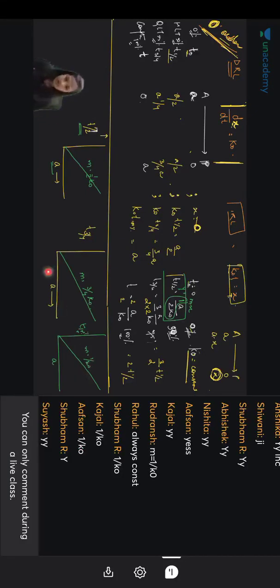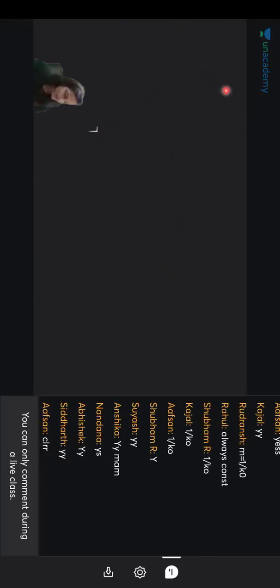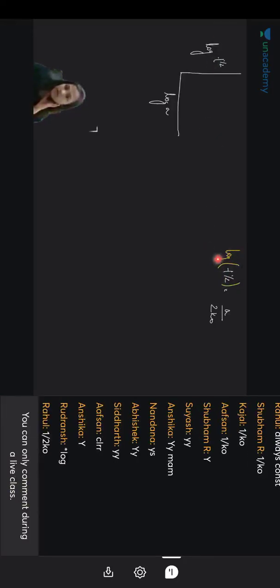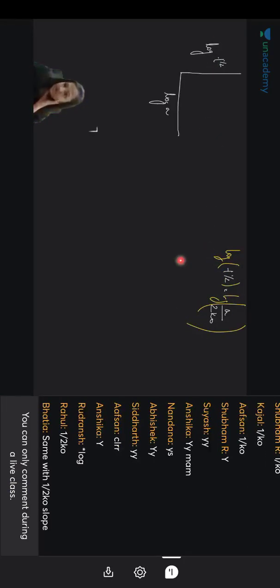Okay. Perfect. तो अब अगला क्वेश्चन ये है, you have to do a plot between log T half and log A. अब बताओ. So basically what was T half? T half is equals to A upon 2 K naught. I'm saying that take log. Just multiply this by log. तो ये हो जाएगा log T half is equals to log A minus log 2 K naught.